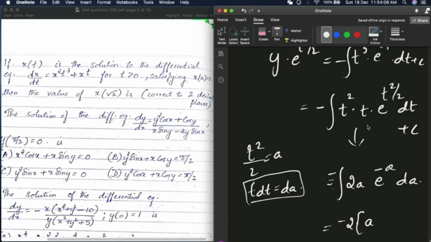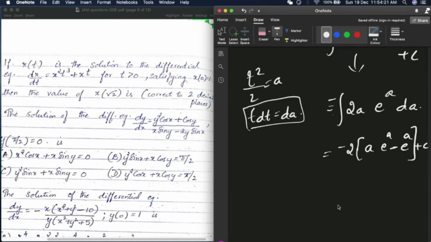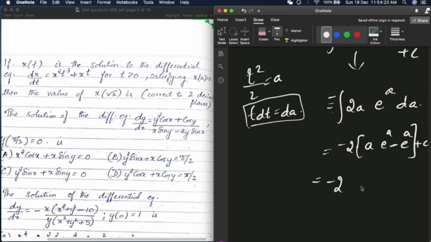There is no minus, it's plus. So the integral is minus 2 into e raised to a, where a is t square by 2. So it's t square by 2 e raised to t square by 2. So I can write it with a common term. Is this your integral?